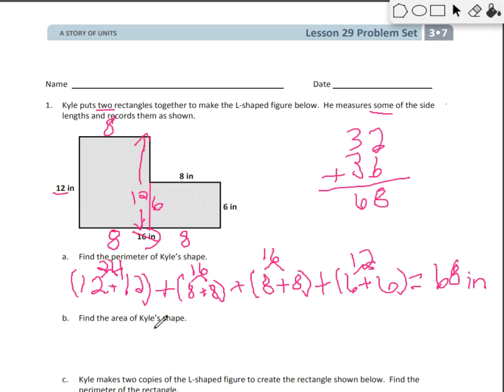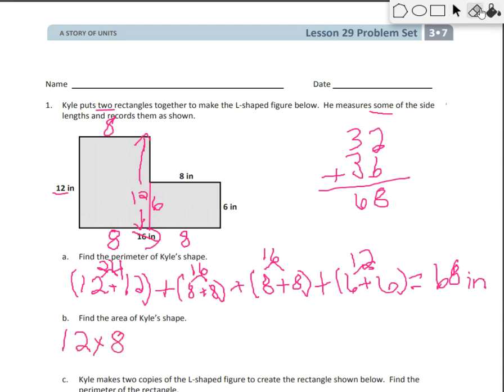Part B asks us to find the area of Kyle's shape. So this is where we want to do each area and then add them up. Please don't try to do 12 by 6 or 8 by 16. You're not going to get a correct area that way. You need to find the area for each shape. So that means doing 12 times 8.